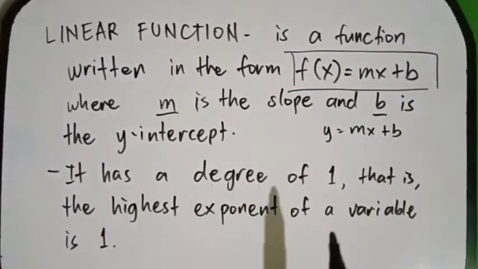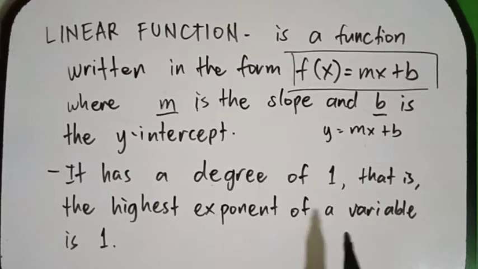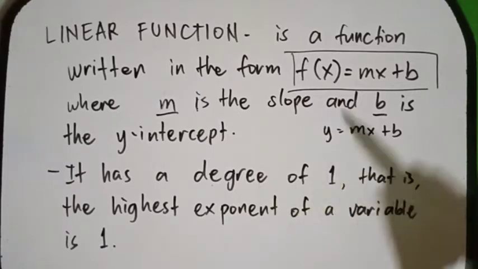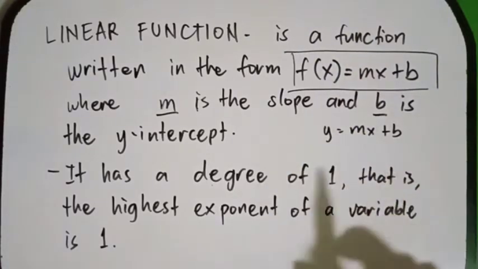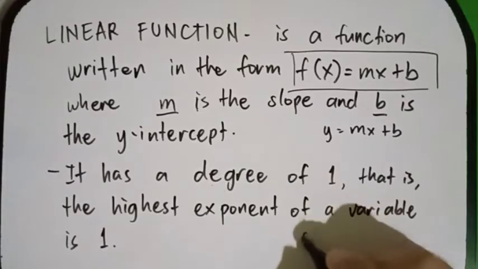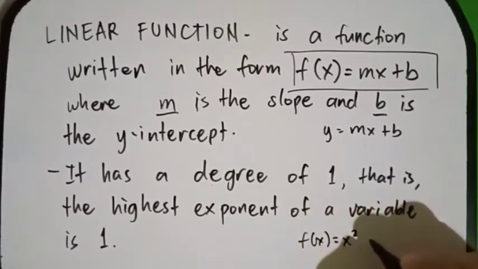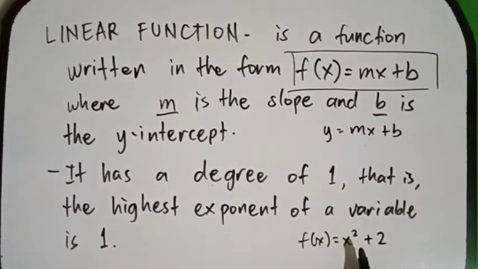It has a degree of 1. That is the highest exponent of a variable is 1. So, sa linear function, ang pinakamataas na degree ay 1. So, yung degree ng variable na x ay dapat 1 yung pinakamataas niya. So, ang tawag doon is linear function. Kasi kung meron kang nakikitang exponent, halimbawa, f of x equals x squared plus 2. So, hindi na linear ang tawag dyan kasi ang degree niya ay 2 because the exponent is 2. So, hindi siya linear function.